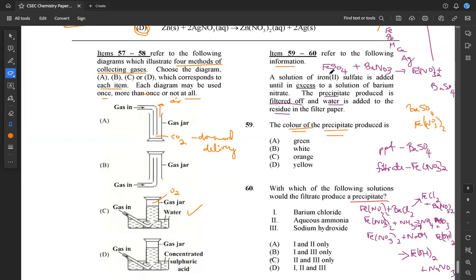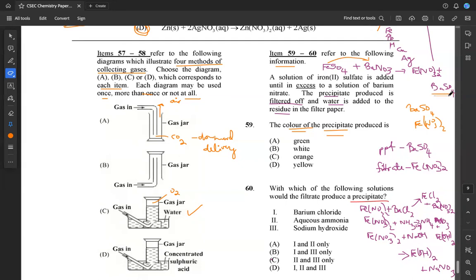So let's look at the equation that describes what's actually happening. We have iron 2 sulfate, and that's reacting with barium nitrate. And from that, the iron is going to displace the barium. And so we're going to end up with Fe(NO3)2, and then BaSO4. So we're going to get barium sulfate, right?